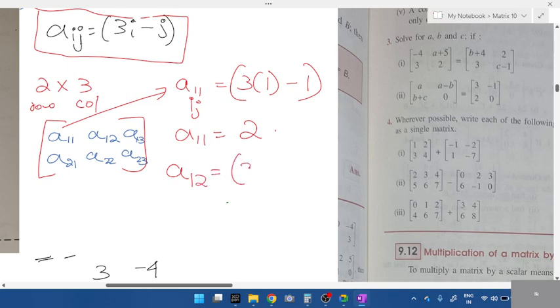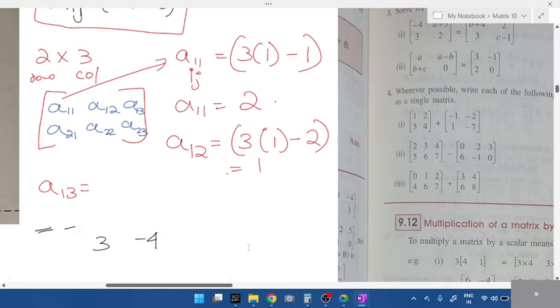Use the formula 3 into what is I value? Minus what is J? 2. 3 ones are 3. Minus 2 is 1. In the same way, will you try for A13? Take A13, use this formula. Complete for A21, A22, A23. Concentrate. Any one part you'll miss, it is difficult, students.